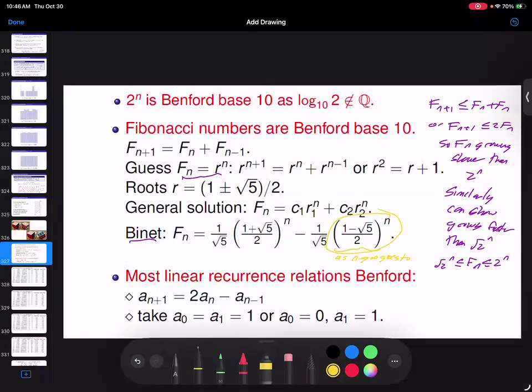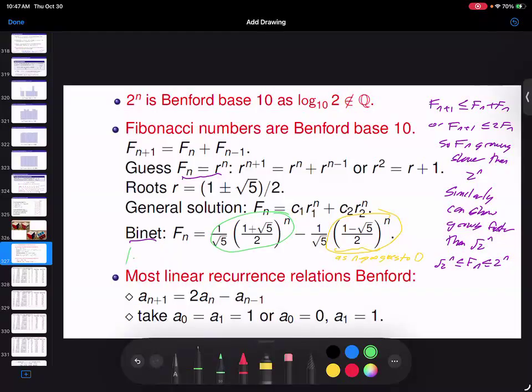Well, let's think. Root 5, that's more than 2 and it's less than 3, right? If it was equal to 3, (1 minus 3) over 2 would be negative 1. So this is greater than negative 1 and it's less than 0. So this number is less than 1 in absolute value, so this goes to 0. So it basically tells you the nth Fibonacci number is essentially just this beginning part over here.